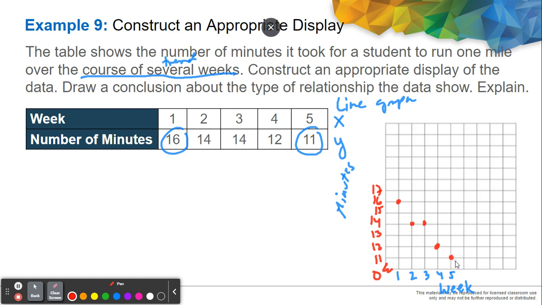Okay. And based on that, as you can see here, as the number of weeks increases, our time, number of minutes, decreases. So it means that the student is getting faster and faster as he trained for weeks to run 1 mile.